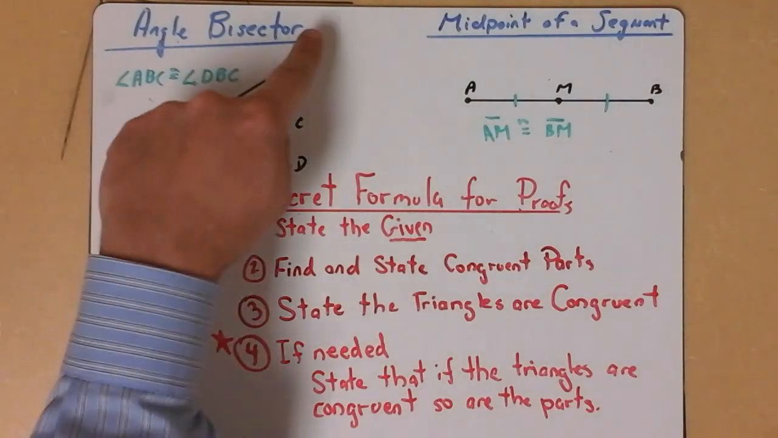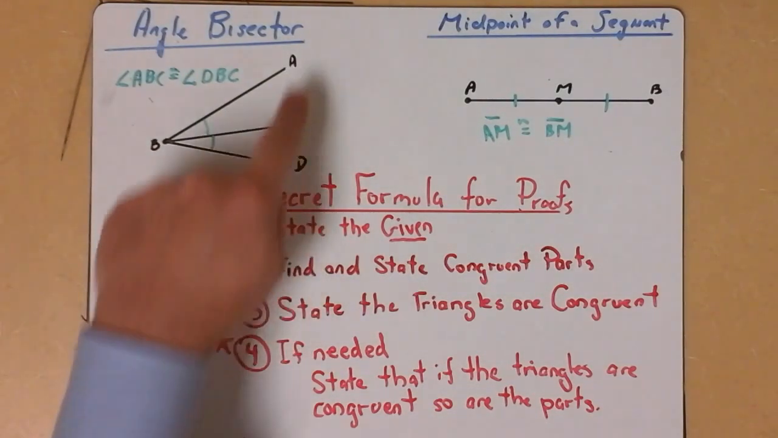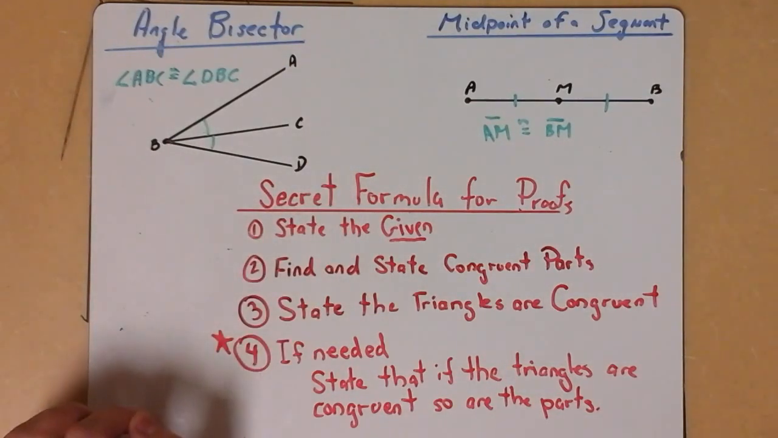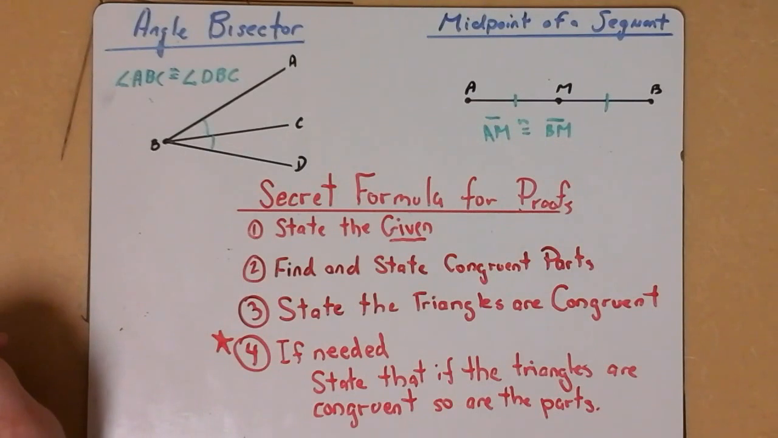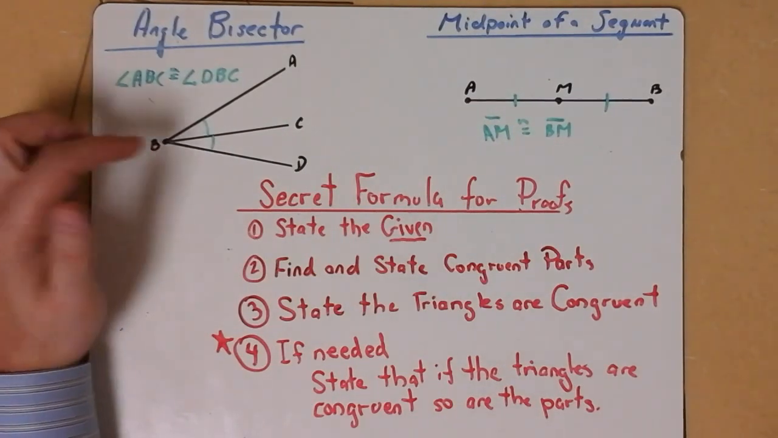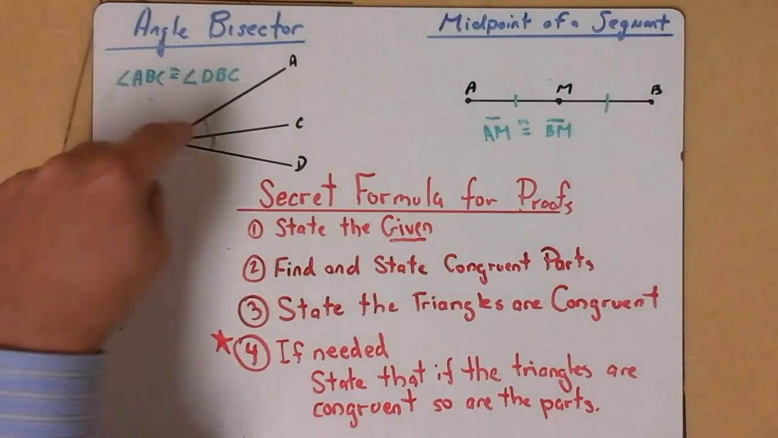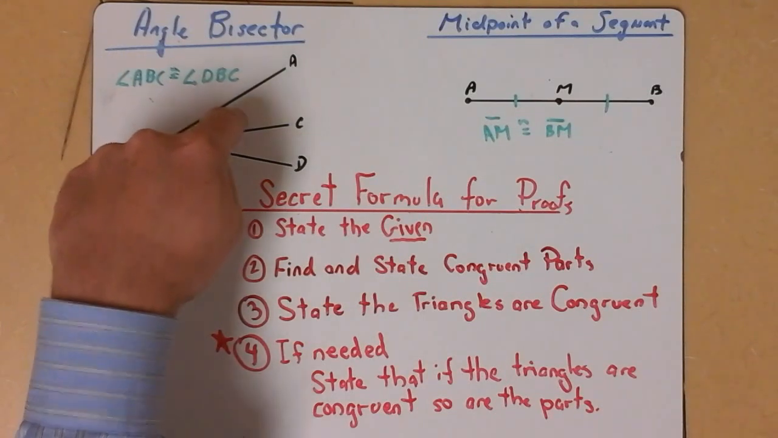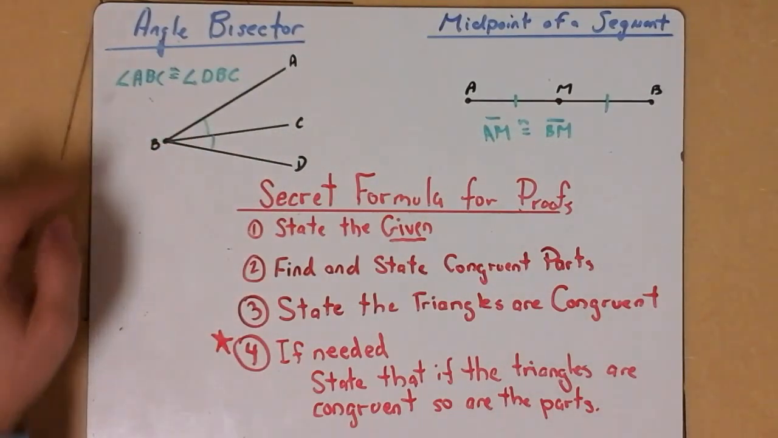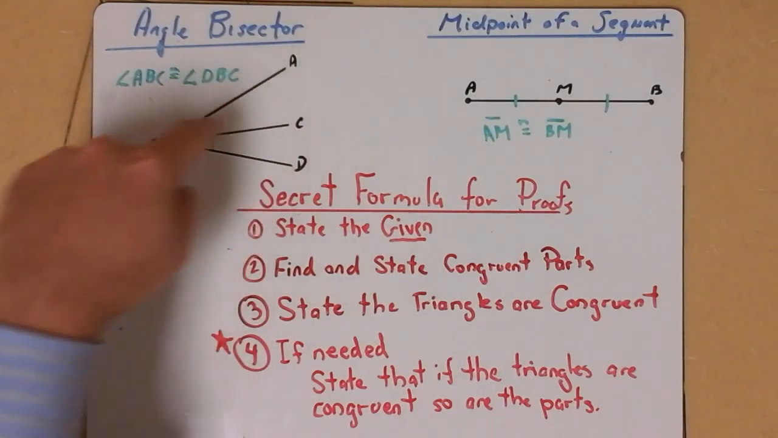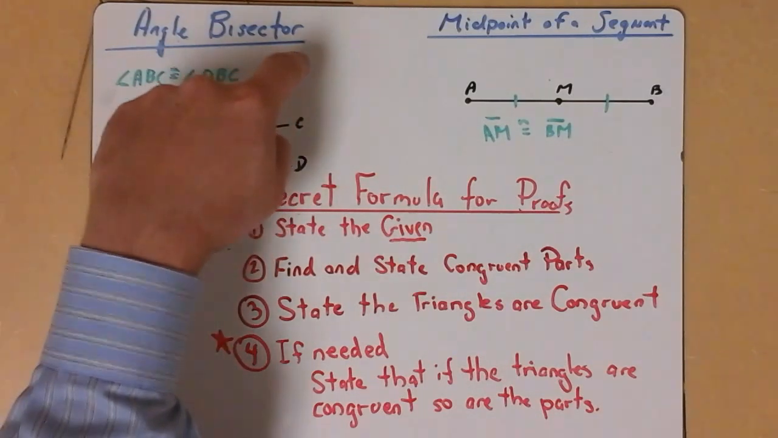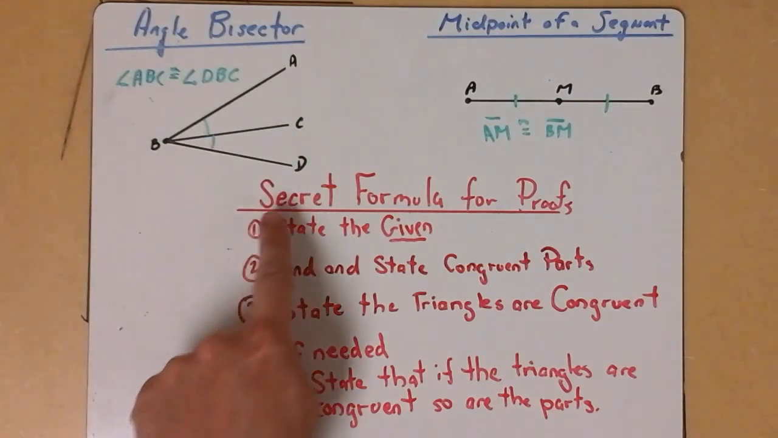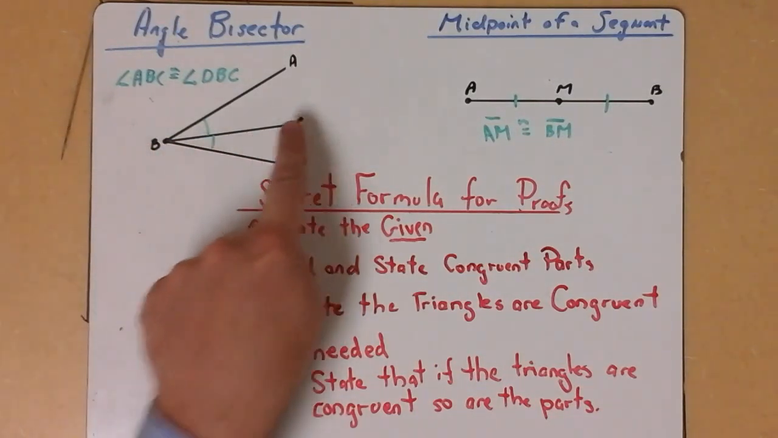So I have this angle here, ABD. As a result of the angle bisector, BC, which is stated as a bisector, I then have two congruent angles. So, as a result of this bisector, BC, I now have congruent angle ABC to angle DBC.